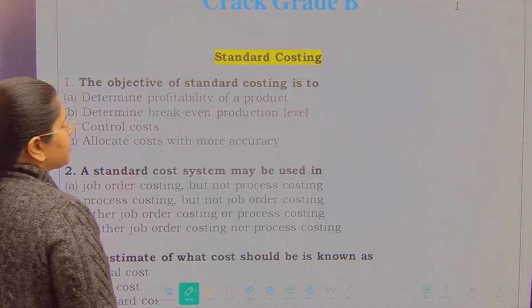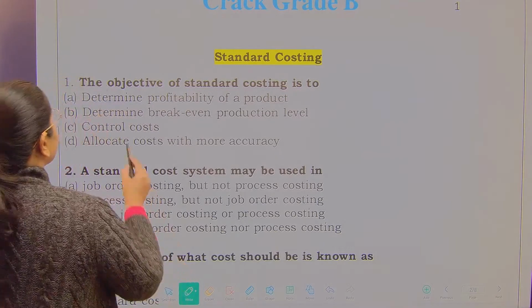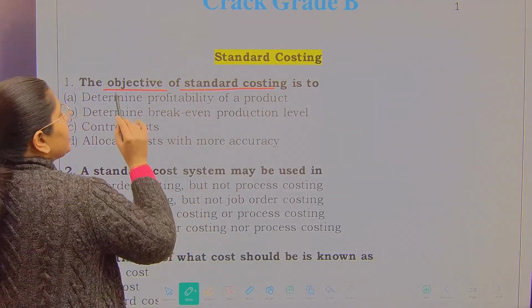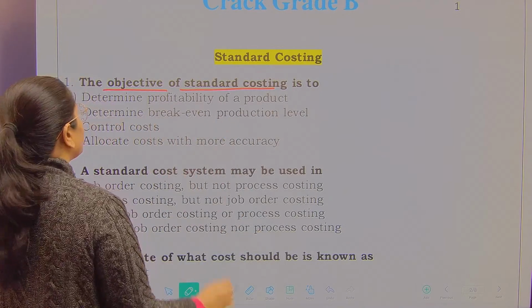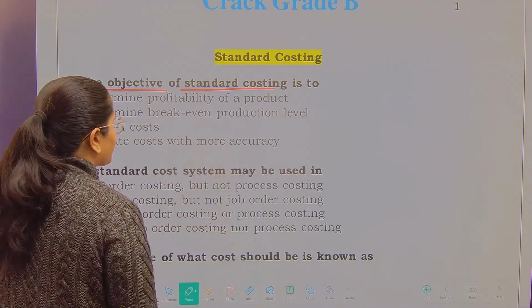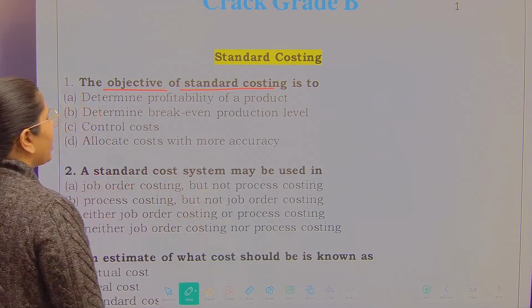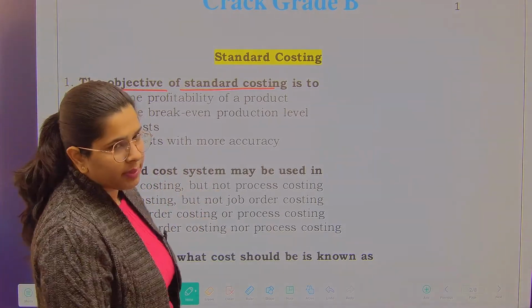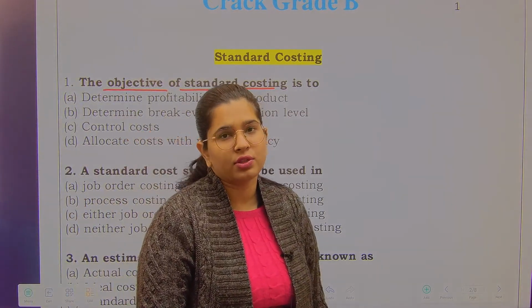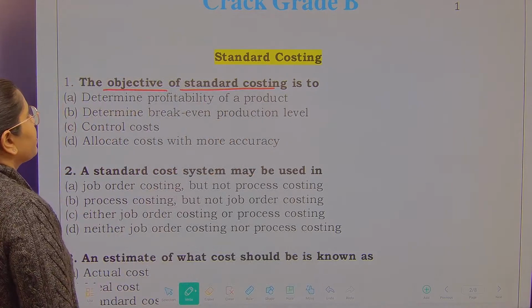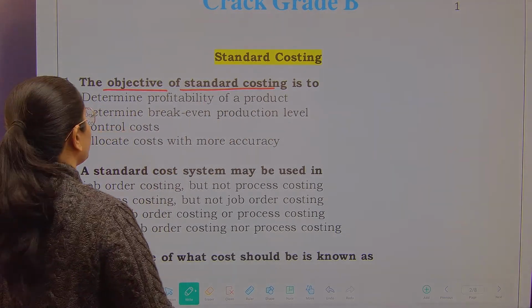Question number 1 asks you, the objective of standard costing is. What is the objective of standard costing? Determine profitability of a product, determine break-even production level, control cost, allocate cost with more accuracy. Now you have to tell me what should be the answer of the first one, right? In this particular case, see, break-even production level.